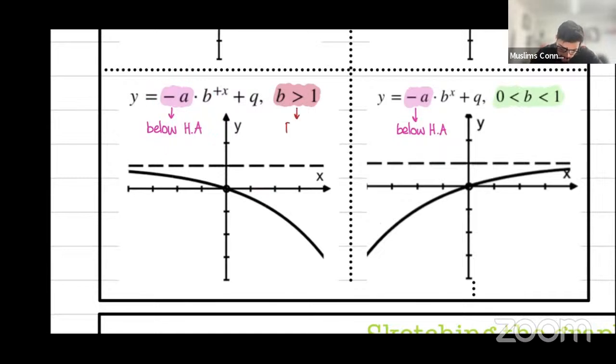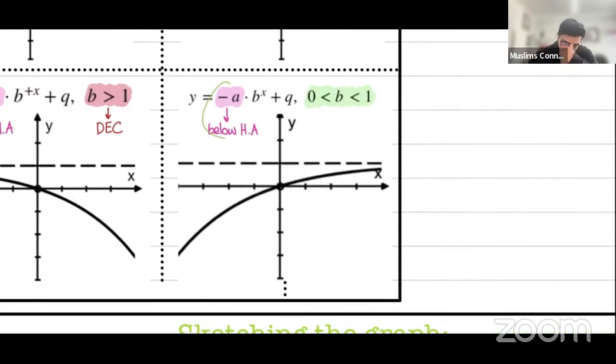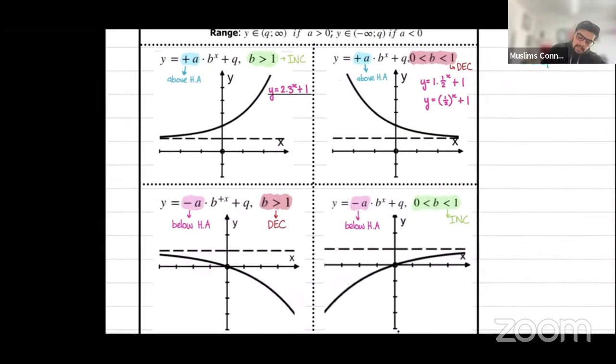but b is greater than 1, then the function is decreasing. But if a is negative, meaning below, and b is between 0 and 1, then the function is increasing. So it's opposite to what we had above. Because here when b is greater than 1, it is increasing. But here when it's between 0 and 1, it's increasing. Here when it is between 0 and 1, it is decreasing. But here when it's greater than 1, it's decreasing.